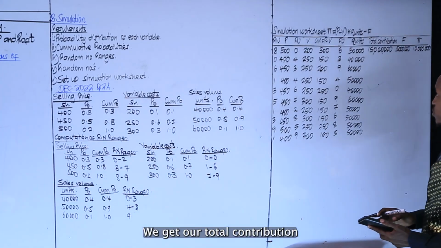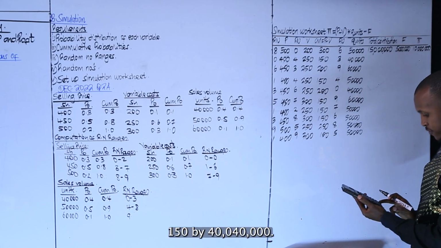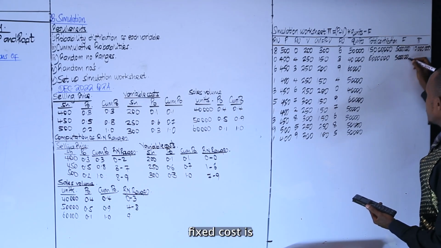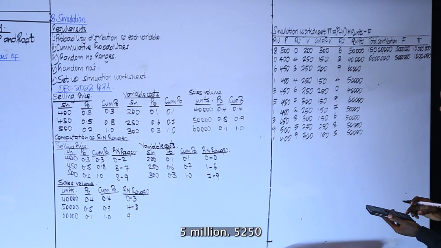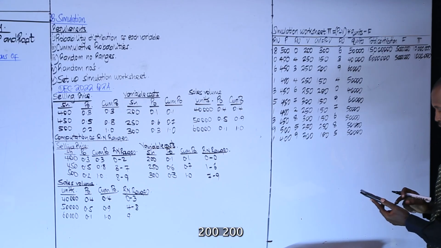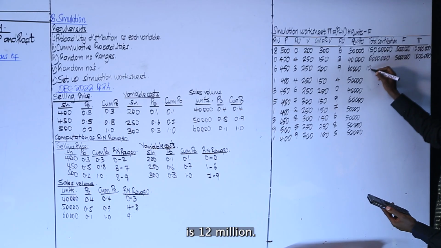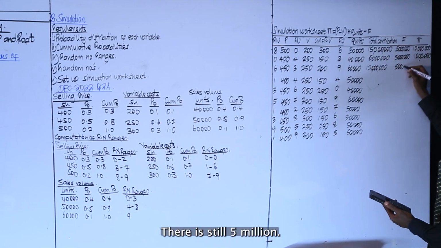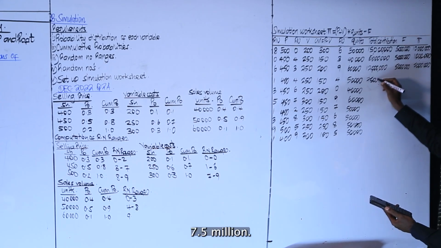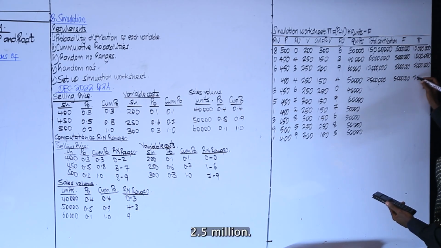We get our total contribution. 150 by 40,000 is 6 million. Your fixed cost is 5 million. 200 by 60,000 is 12 million. That is still 5 million, so that should be 7 million. 7.5 million, less 5 million, is 2.5 million.